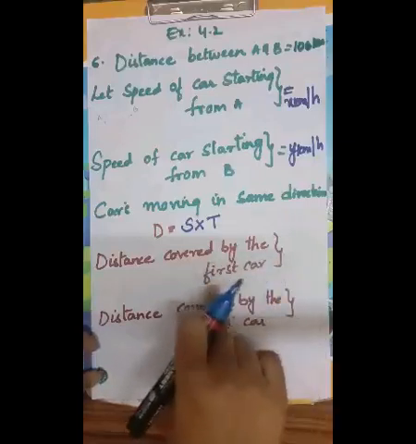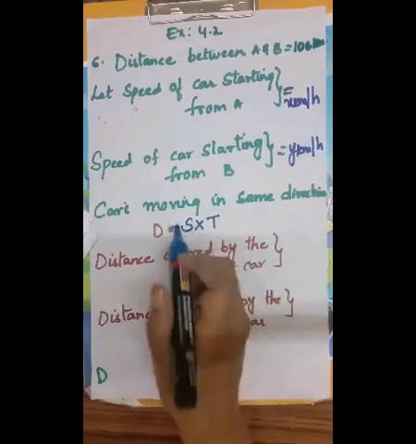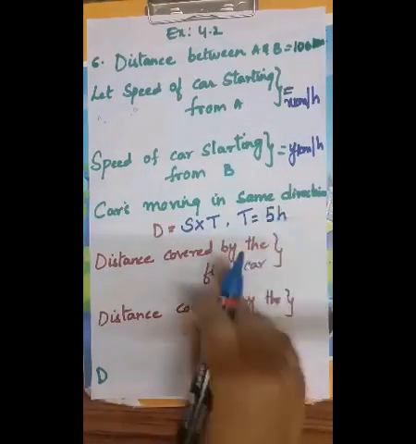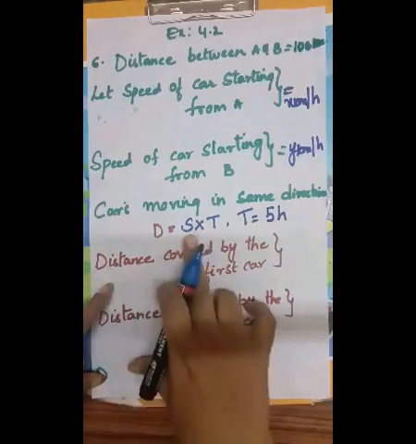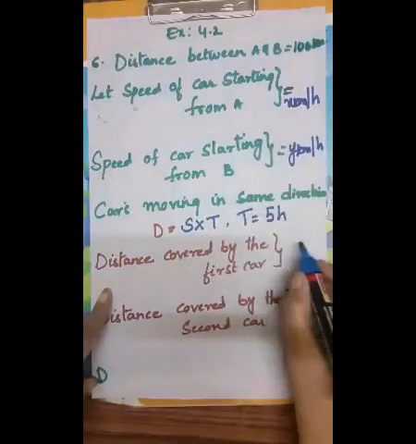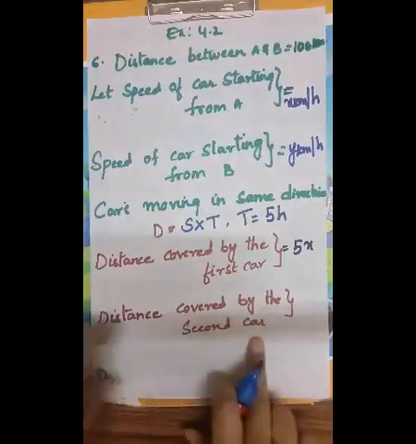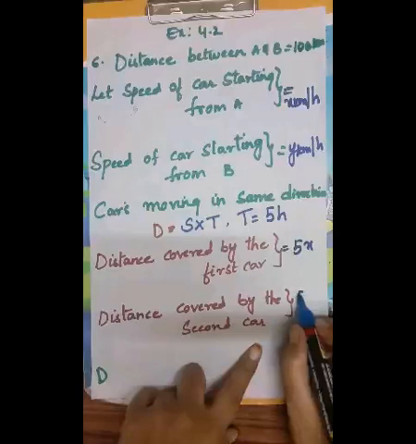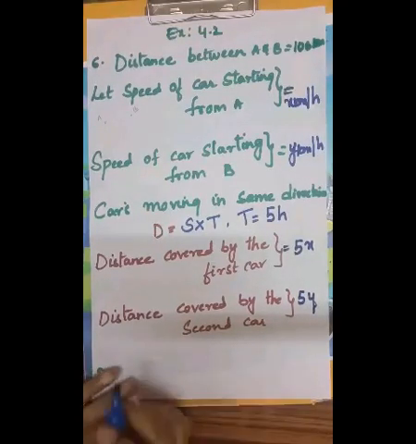Distance covered by the first car. When they meet, the time taken is what? Time is 5 hours. If they are in the same direction, they meet in 5 hours. So distance will be what? Speed into time. Speed is x, into time, that is nothing but 5x. And distance covered by the second car, speed of the second car is y, into 5, that is 5y. So how do we frame it?